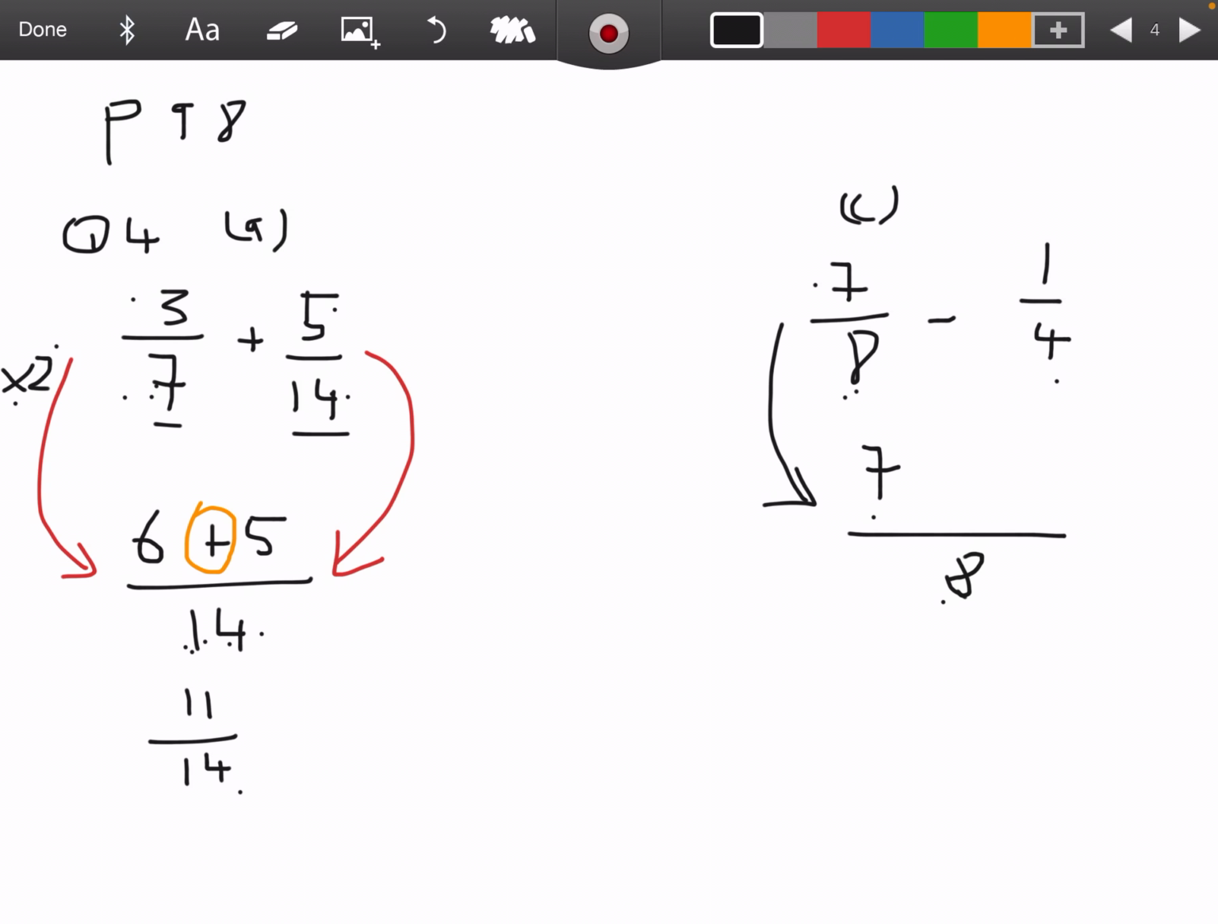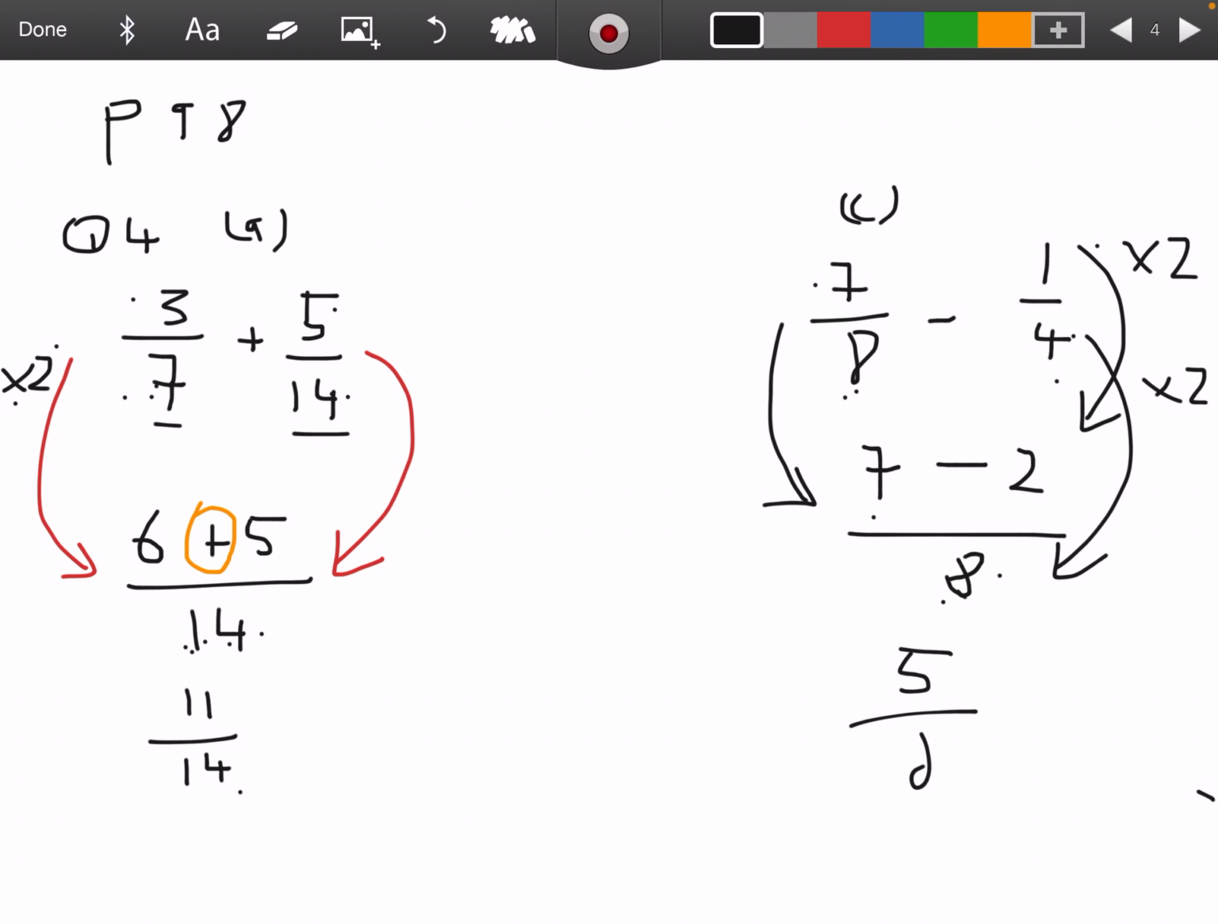And that's going to be minus our next part then. I've got 1 over 4. 4 goes into 8 2 times. 2 times 1 is 2. Or I can say 4 to 8 I multiply by 2. So then I have to multiply that by 2 as well. Same as we've done there. So I end up with 7 minus 2 all over 8. And that becomes 5 over 8.